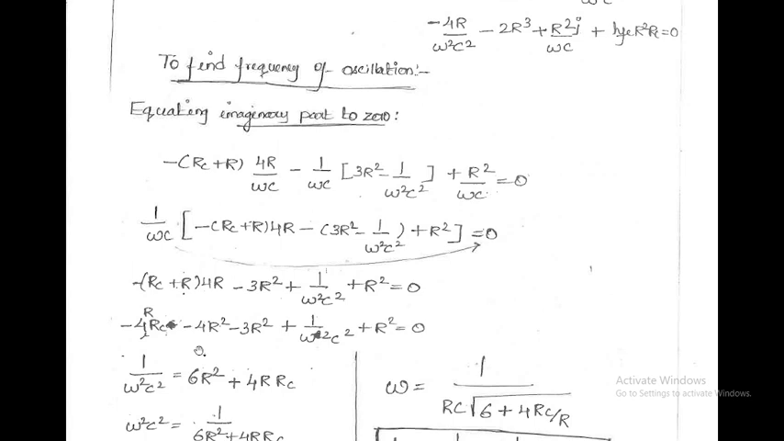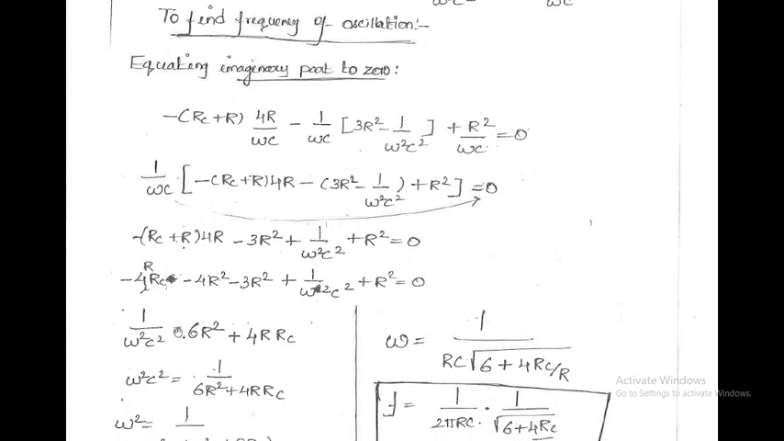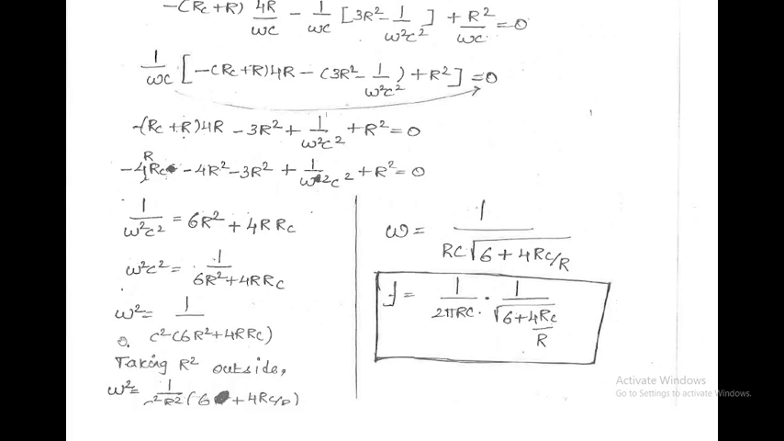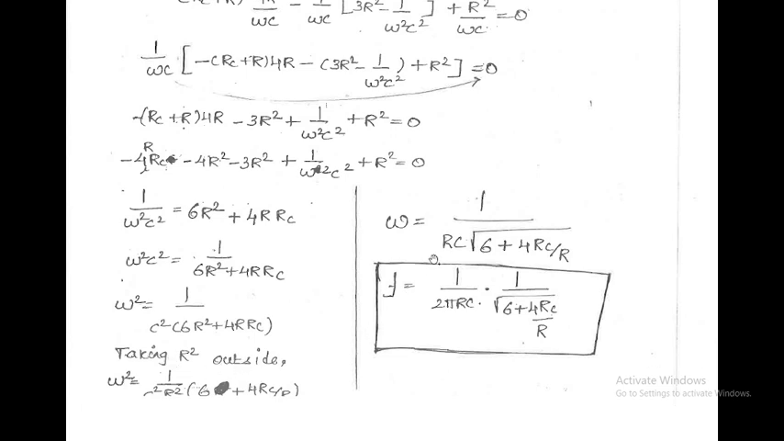So after simplification, we can get the equation as 1 by omega square C square equal to 6 R square plus 4 R into RC. In some textbooks, the value of RC by R is given as K. So after simplification, omega square equal to 1 by C square into 6R square plus 4R into RC, taking R square outside. After that, you can get the equation as omega equal to 1 by RC root of 6 plus 4 RC into R. Sometimes the value of RC by R equal to K, where K is a constant value.